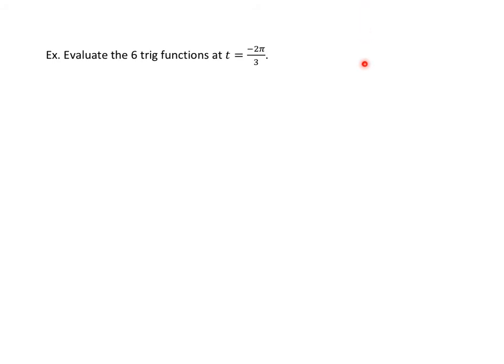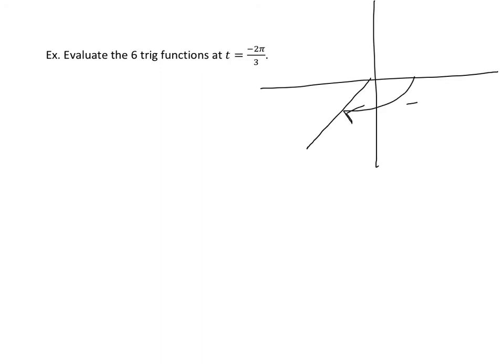Okay, first we need to locate negative 2 pi over 3. So if I think of it in thirds, I've got to go negative. So negative 1/3 pi, negative 2/3 pi, because here's negative pi. Okay, so my angle ends up right here. So this right here is negative 2 pi over 3.